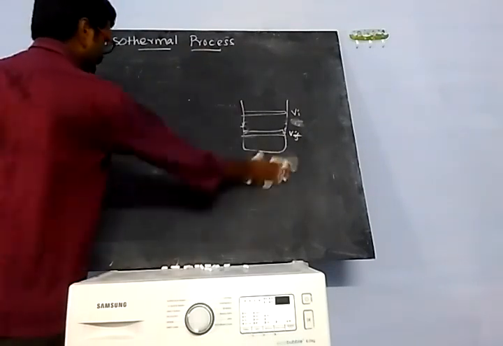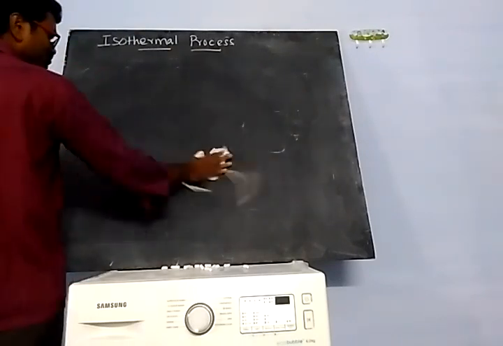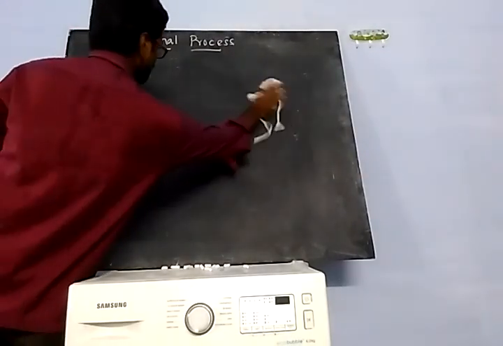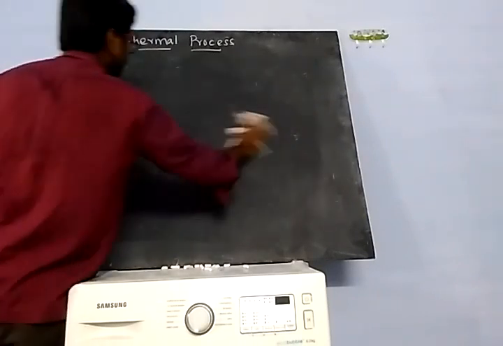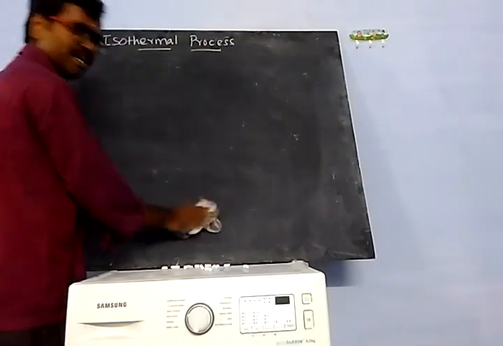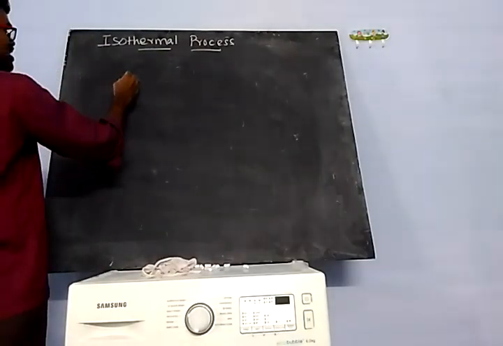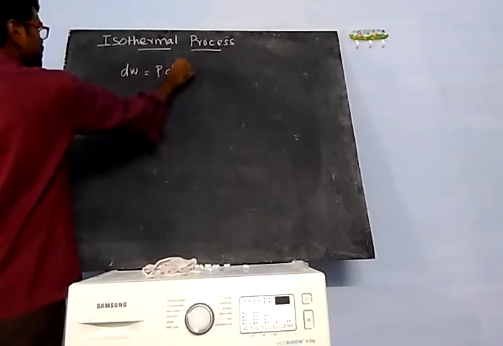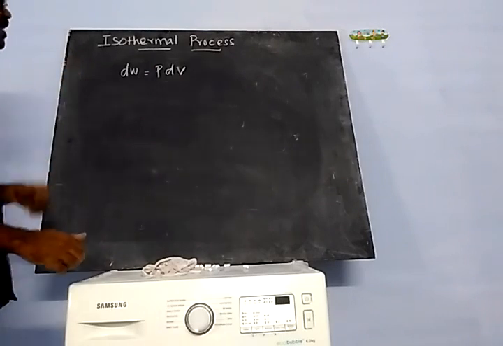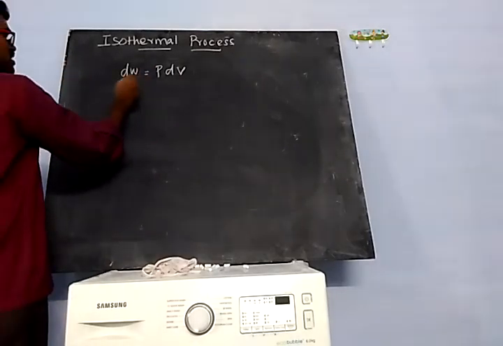Work done. Here you can compress the piston or expand the piston. Okay, you are doing some work. So how much work will be needed? That work done we are going to calculate. So how to calculate? First of all, work done is equal to, what is the formula? P dV. Work done is equal to P dV. So now you can integrate this equation.